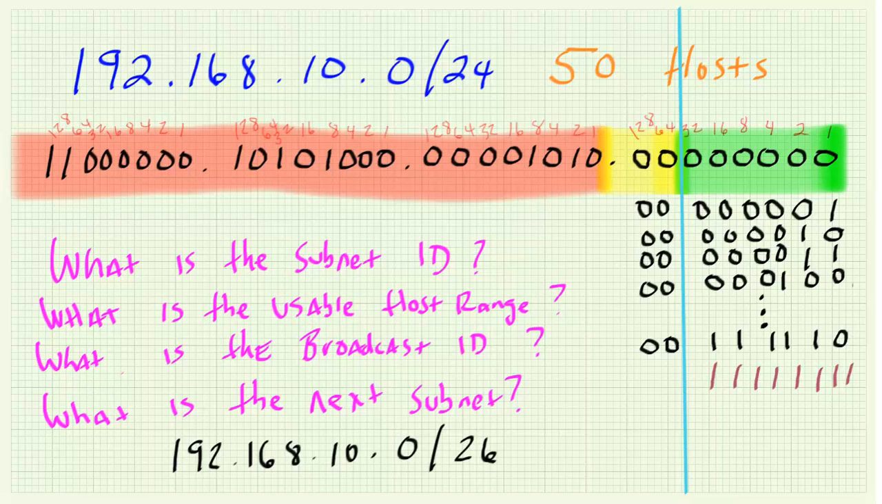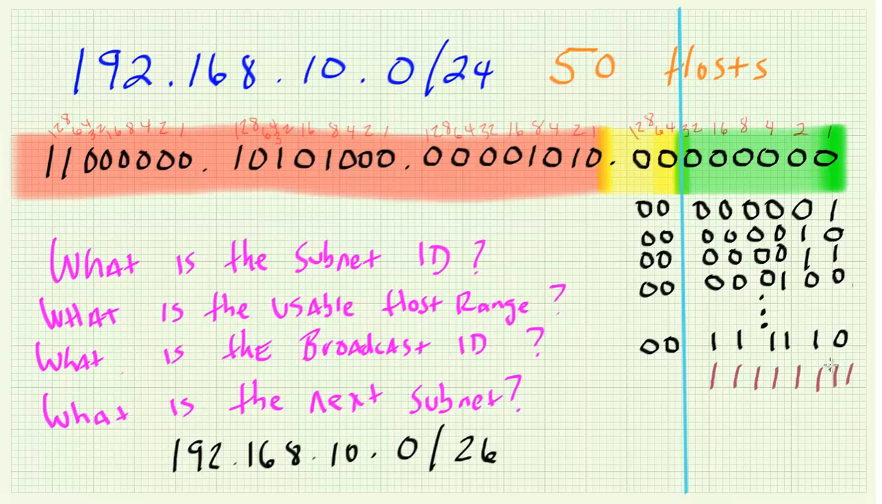So our usable host range is 1 plus the subnet. Subnet is 0, so we've got 1 here. Our last host is 1 less than the broadcast. The broadcast is 63 because that's what we get if we add up the bit weights of all 6 of these host bits.